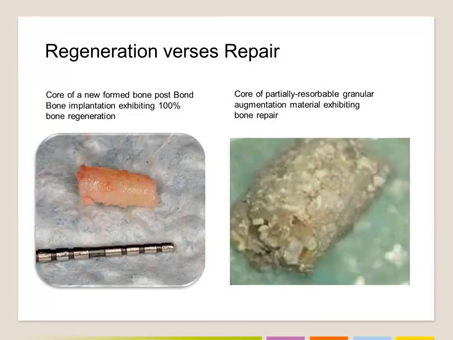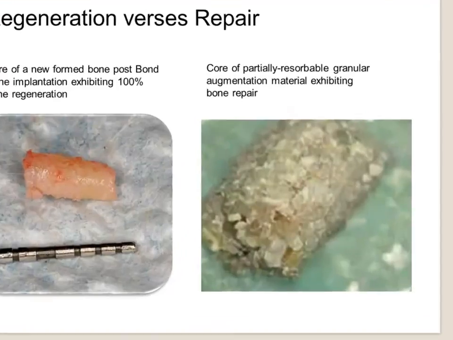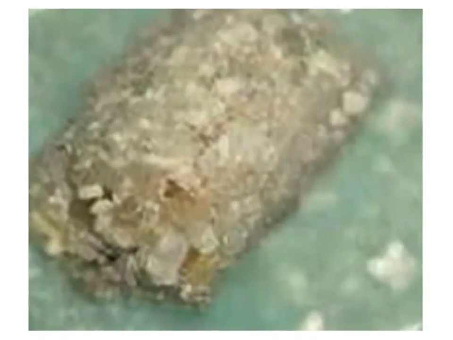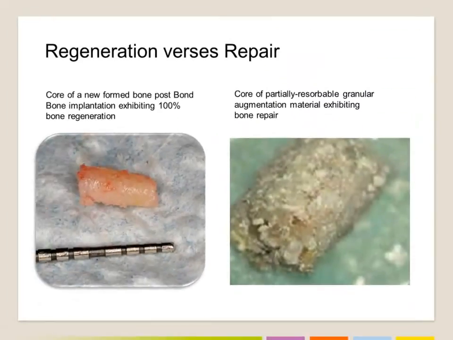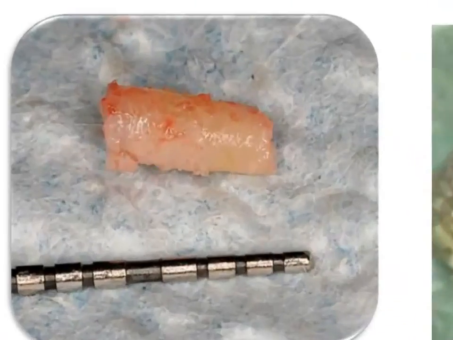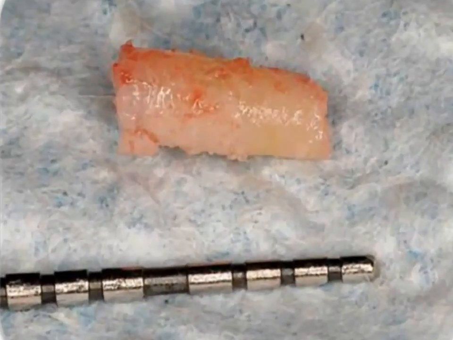This slide emphasizes the difference between bone regeneration and bone repair. The right slide exhibits bone repair harvested from a granules augmented core showing a low amount of vital bone. In contradistinction, the left slide exhibits a bone regenerated core harvested from a BONDBOND augmented area, showing that new, vital bone has formed.